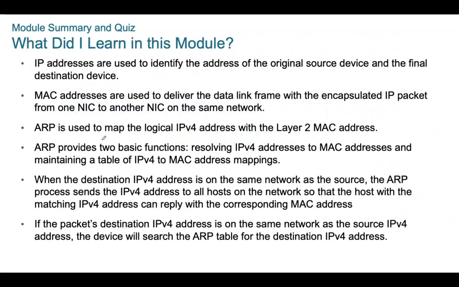So that is the ARP that is used to map the logical IPv4 address to the layer 2 MAC addresses, and then build the address resolution tables. So when the destination IP address is on the same network as the source, then the ARP process sends the IP addresses to all hosts on the network so that the host with the matching IPv4 address can reply with the ARP reply. So if the packet is destined outside, then the ARP will learn the destination MAC address as the default gateway.